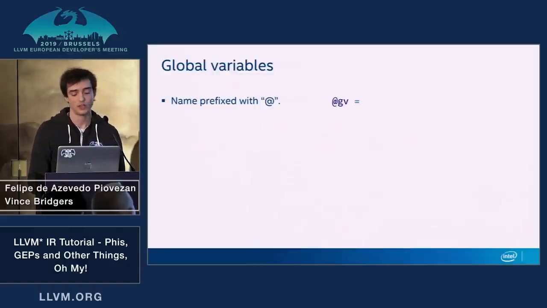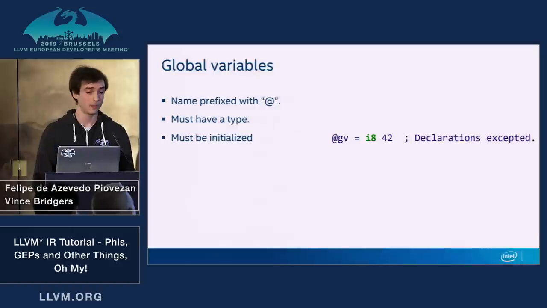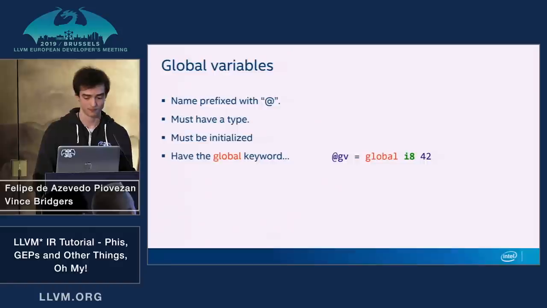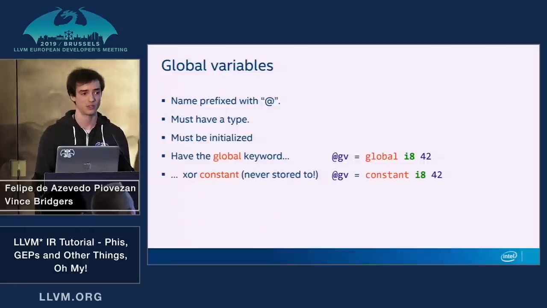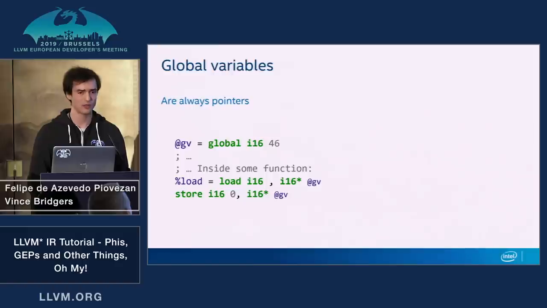Continuing with this example, we're going to say that this global variable has a type. It must be initialized unless we're simply declaring it, and we use the global keyword. Unless this is a special kind of global variable, which we call a constant. It essentially means that this thing is never stored to. Now, just as an aside, a lot of people get confused about this. This is not the same as a C++ const keyword. So because the global variables are pointers, whenever you want to use those values, you would load or store from memory.